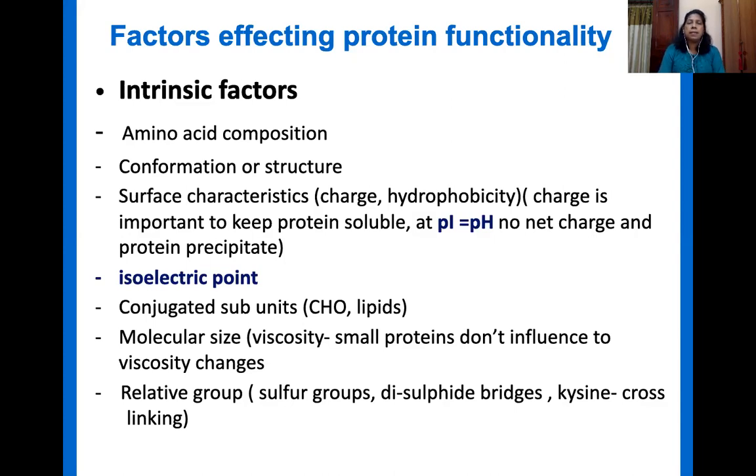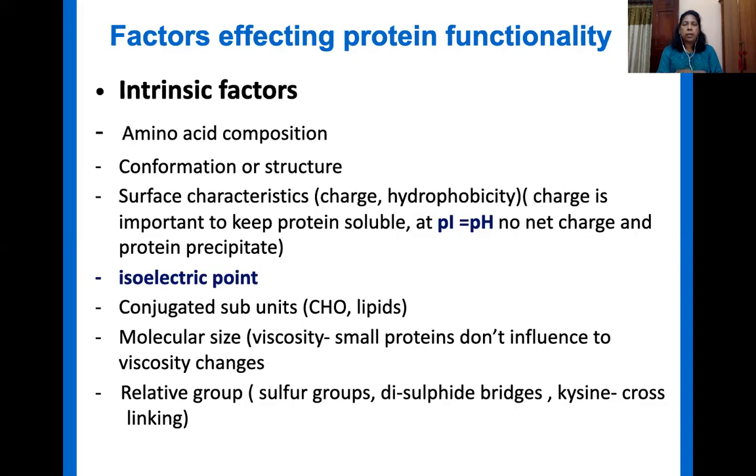The other one is surface characteristics. I mentioned that there are hydrophobic and hydrophilic ones. The charge is important to keep protein soluble. For example, there is one special term, the isoelectric point. At the isoelectric point, the isoelectric point and the pH are equal. When those get equal, there is no net charge in the protein.